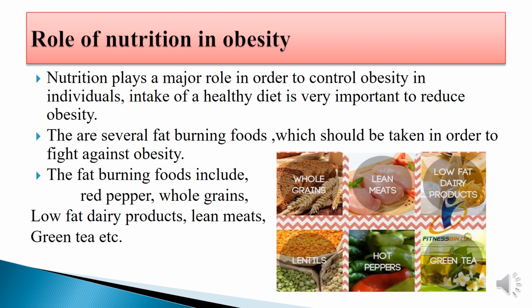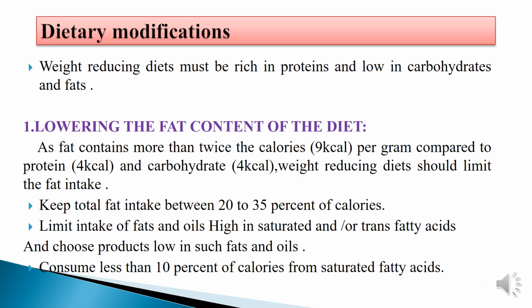The fat burning foods include red pepper, whole grains, low fat dairy products, lean meats, green tea, etc. And dietary modifications. Weight reducing diets must be rich in proteins and low in carbohydrates and also in fats. First one will be lowering the fat content of the diet.